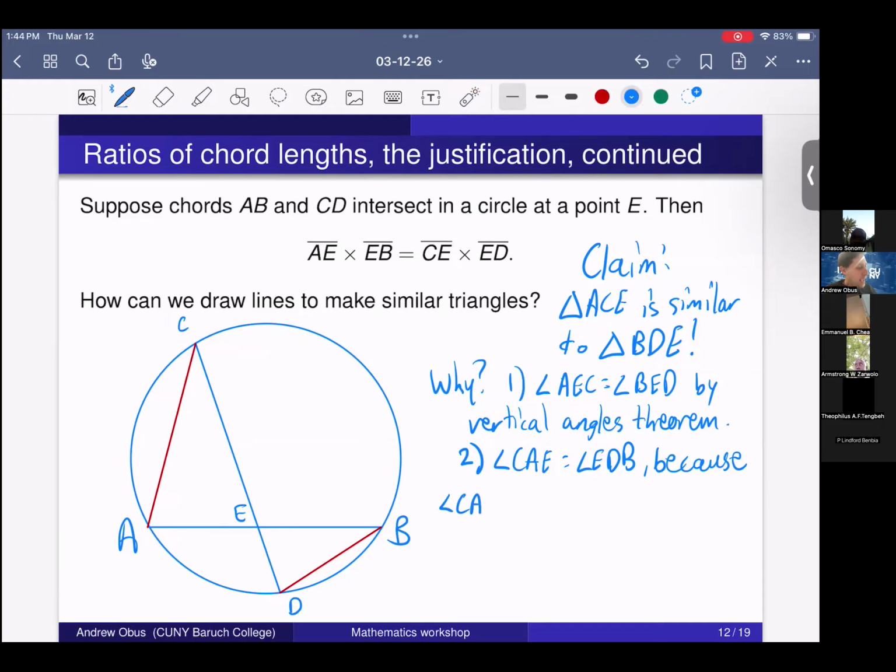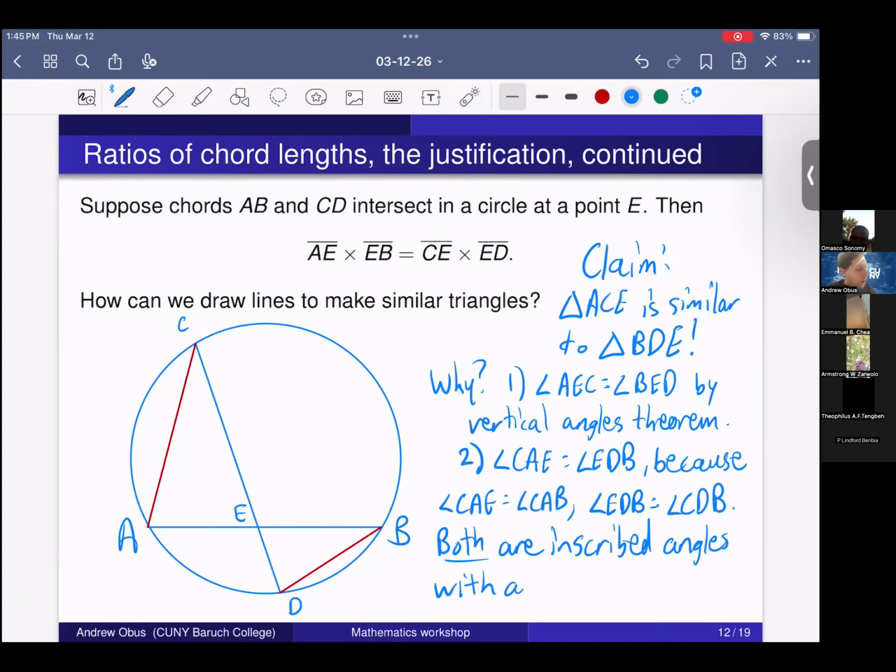Because, well, angle CAE equals, so let me write this down, it's the same as CAB, and angle EDB equals angle CDB, and both are inscribed angles with arc BC. Right, so both this angle and this angle are inscribed angles, and they both have the same arc that they cut out. And so if I've got two inscribed angles that cut out the same arc, that means they've got to be the same angle. So they have the same measure.